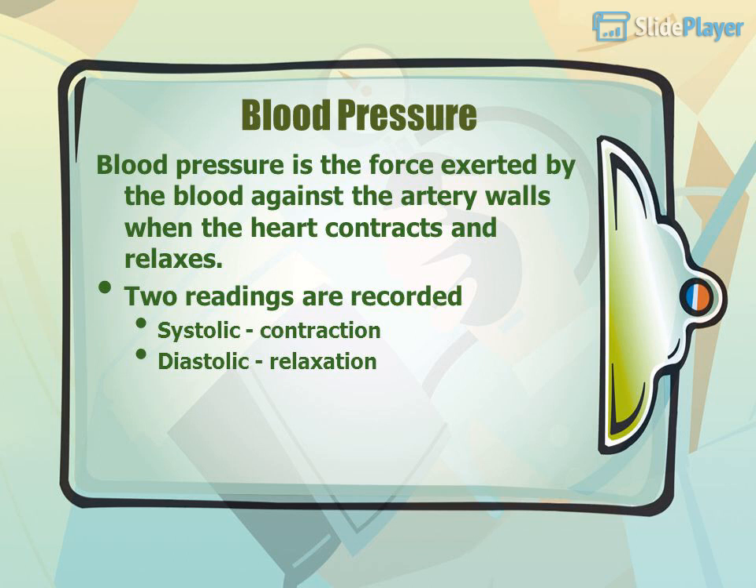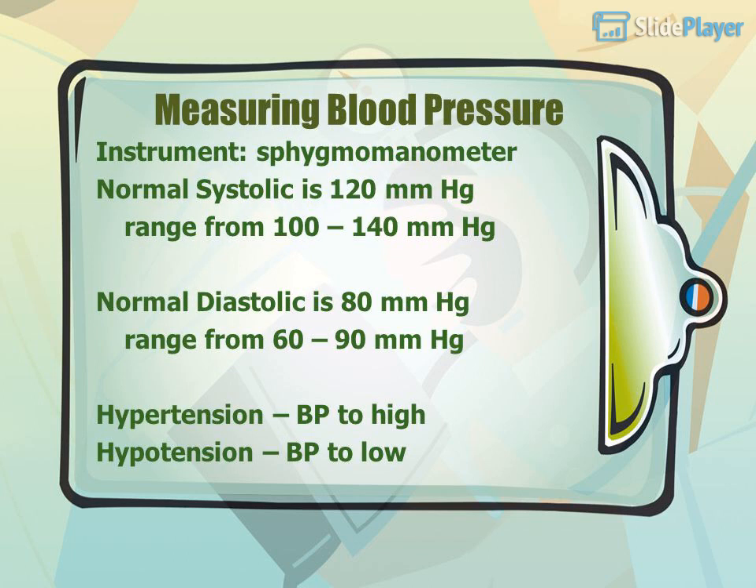Blood pressure is the force exerted by the blood against the artery walls when the heart contracts and relaxes. Two readings are recorded: systolic, contraction; diastolic, relaxation. The instrument is a sphygmomanometer. Normal systolic is 120 mm Hg, range from 100 to 140 mm Hg. Normal diastolic is 80 mm Hg, range from 60 to 90 mm Hg.